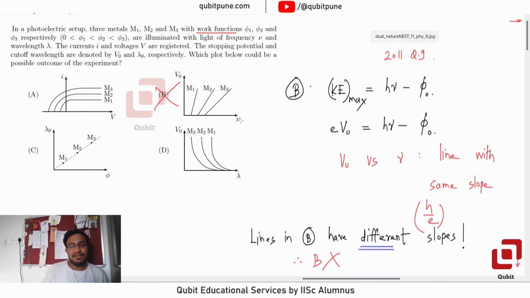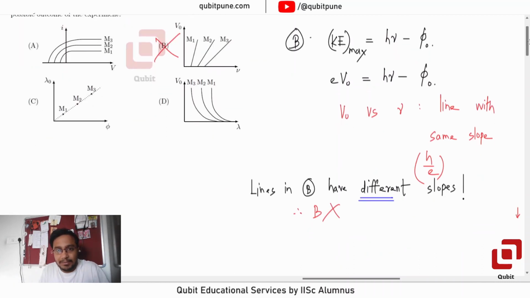Now let us come to D, because D happens to be related to B. The only thing that has changed is the variable on the x-axis. So let us continue with eV naught is equal to h nu minus phi naught, and I can write eV naught is equal to hc by lambda minus phi naught.